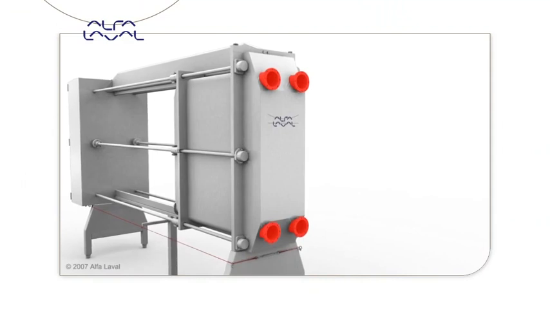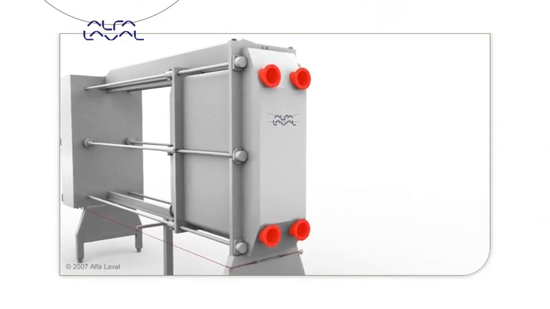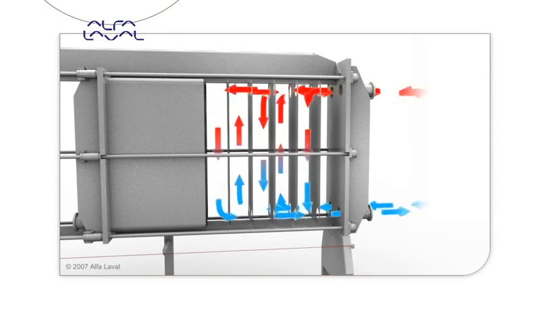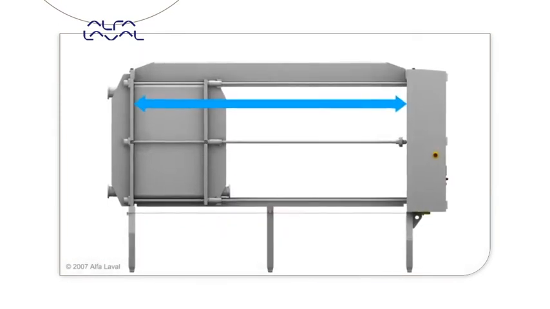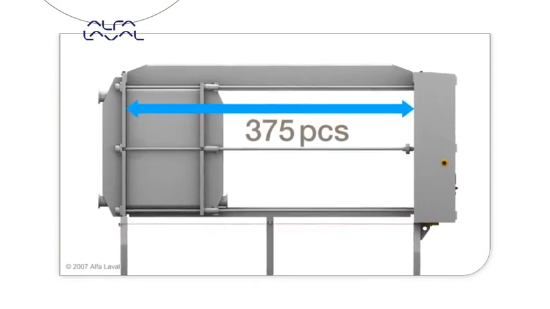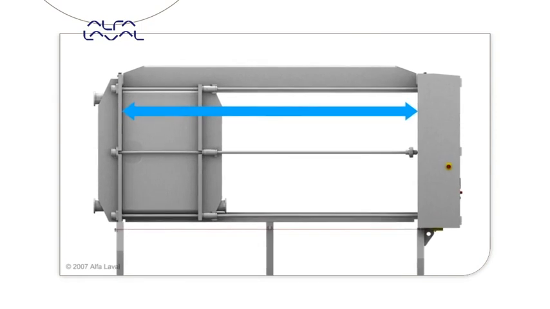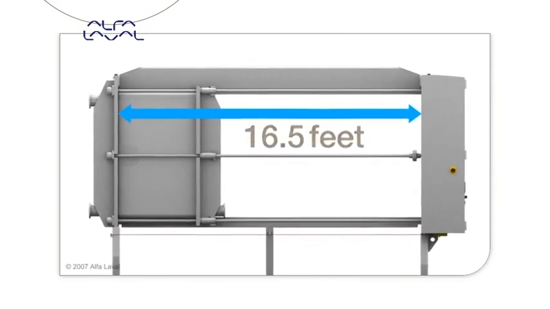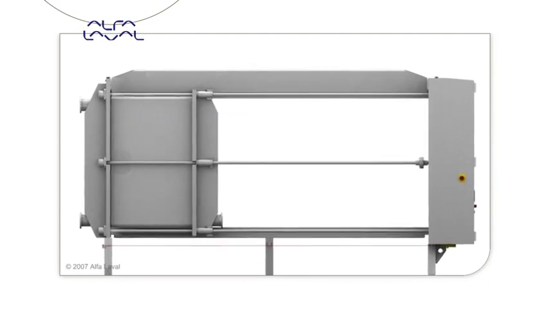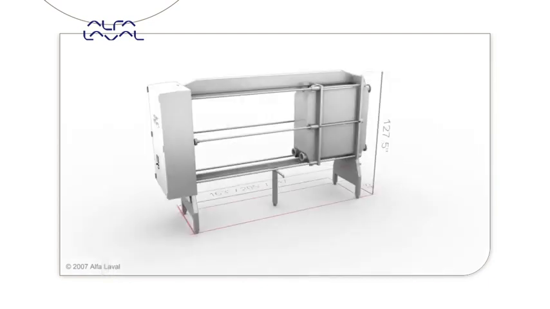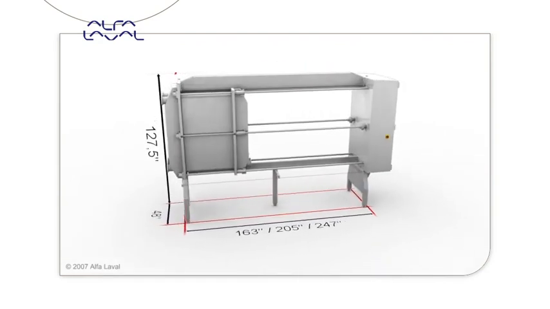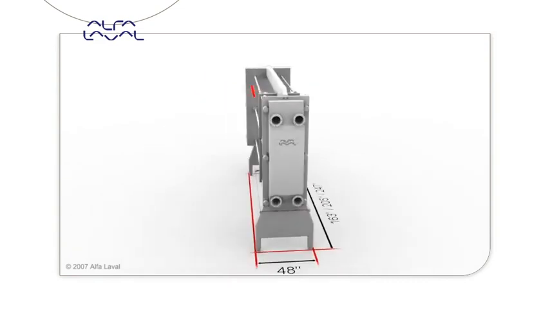The full 6-inch porting size makes it possible to run at high capacities. For example, up to 1200 GPM cheese milk pasteurizing. Three sizes of frame length include 700, 550, or 375 pieces of plates. This corresponds to 20, 16.5, and 13 feet. The quality construction of the heavy-duty carrying bars prevents sagging. Compared to other plate heat exchangers, the Front 15 saves space because of the smaller footprint.